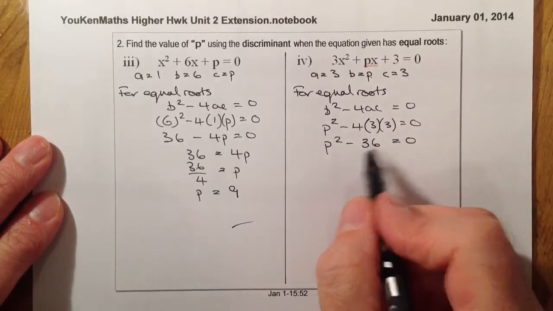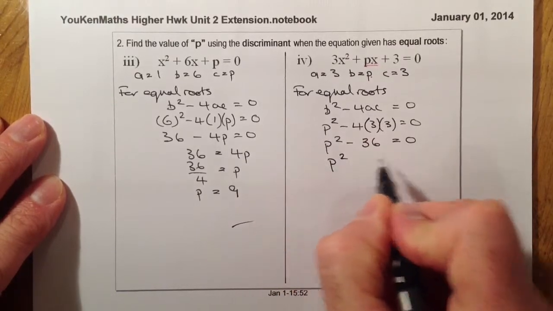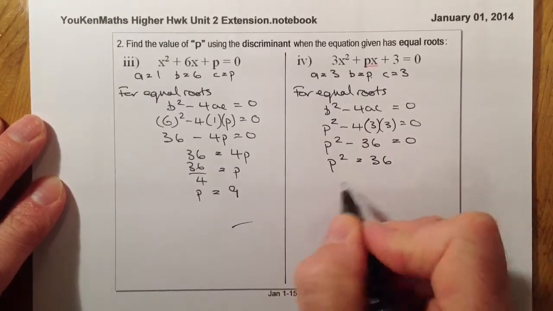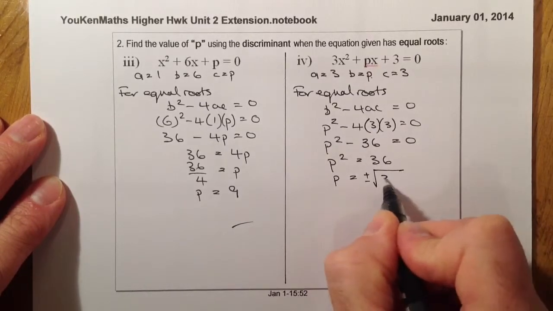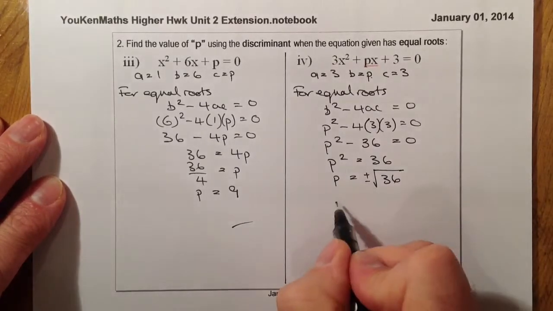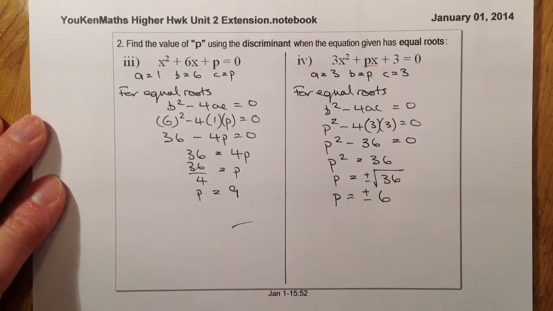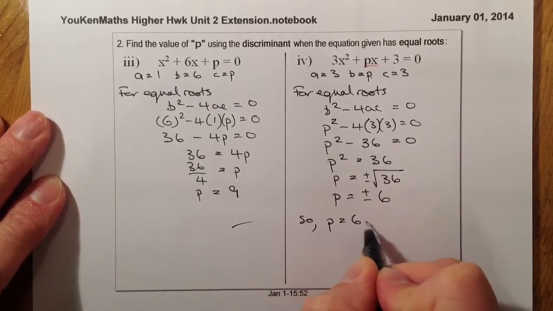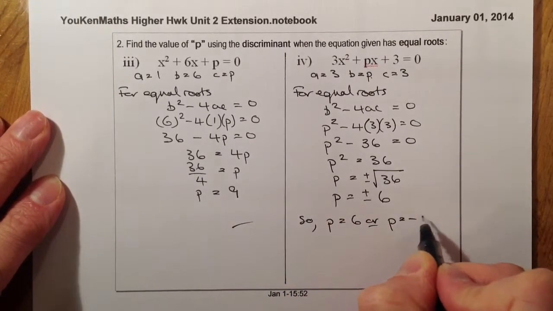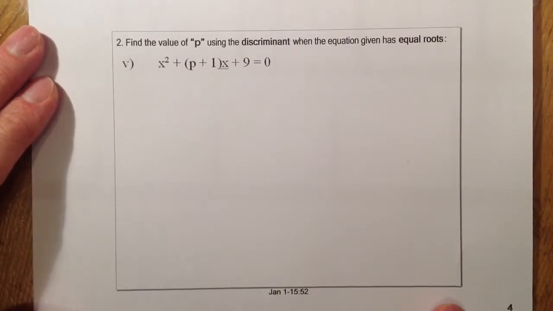All I can do is a difference of squares here, or I can just take p squared is equal to 36. So p is going to be equal to positive or negative square root of 36. So p is equal to plus or minus 6. Okay, so p is equal to 6, or p is equal to minus 6. That's my answers there.